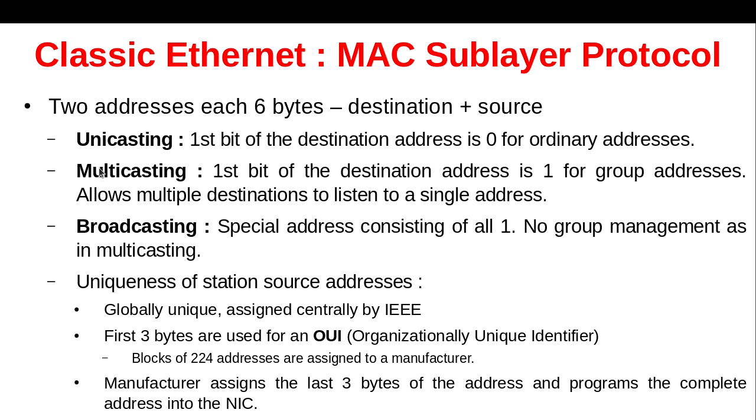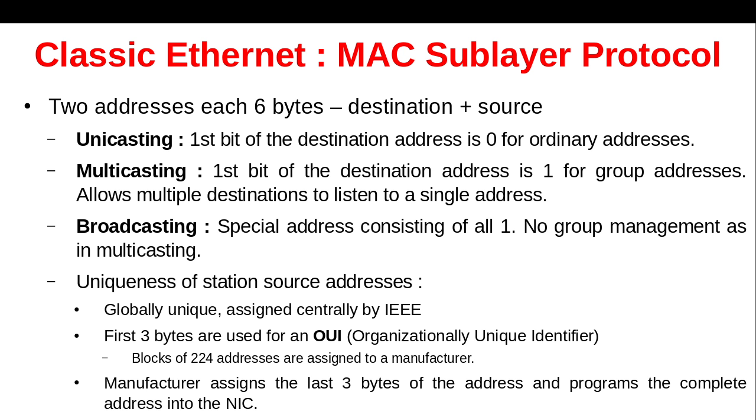Whereas in the case of multicasting, that is used to refer to a group of machines. The first bit of the destination address is 1. The difference between unicasting and multicasting is that unicasting refers to a single machine, whereas a multicasting address refers to a group of machines. Now this multicasting allows multiple destinations to listen to a single address, as we have just seen, but that needs a group mechanism. Group management is required there.